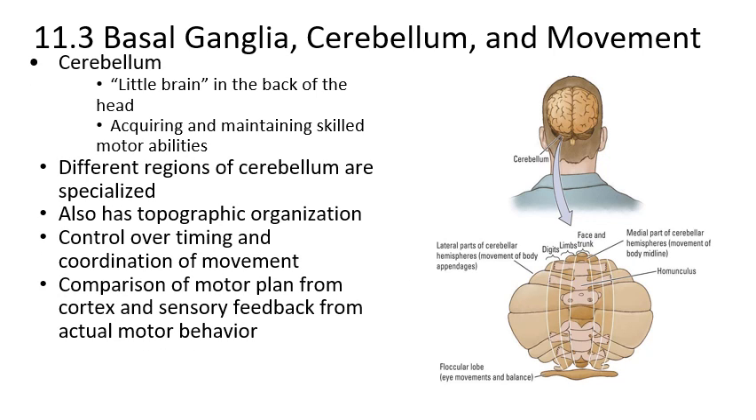Moving on to the cerebellum. If you remember from previous sections, the cerebellum is this small structure in the back of the brain below the visual cortex. Cerebellum means little brain because it looks kind of like a little brain stuck up under there. And the cerebellum is predominantly responsible for acquiring and maintaining skilled motor abilities.